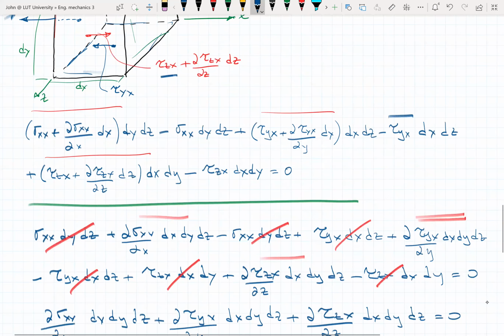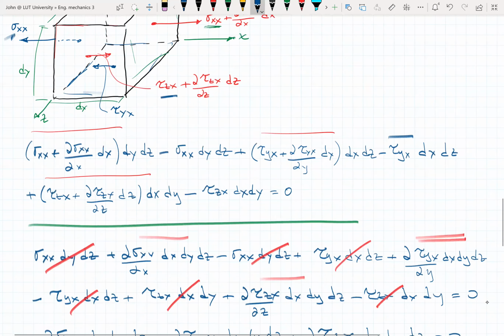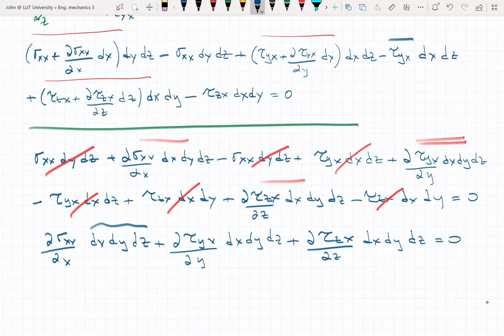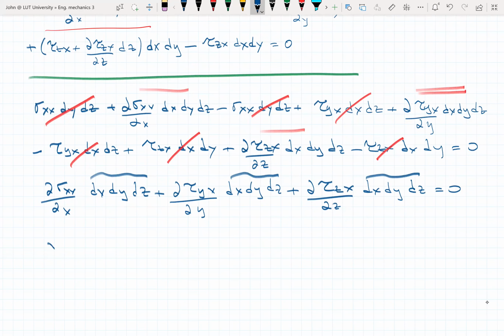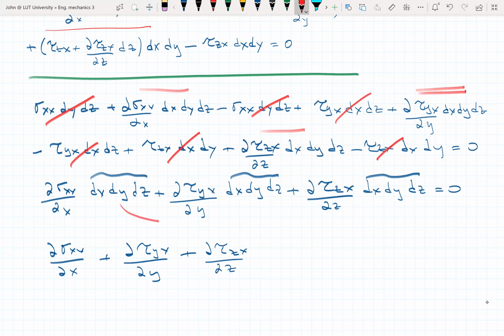Because we're working with this cube and this cube has these 3 dimensions, we can guarantee that none of these elements here is going to be 0. Then I can simply rewrite the equation as this one here plus this other variation plus the last one, tau zx divided by partial z. Because I can move this, and this to this side. And this is going to be equal to 0.